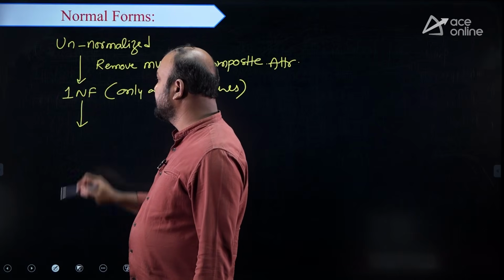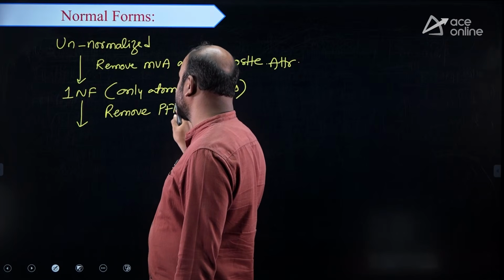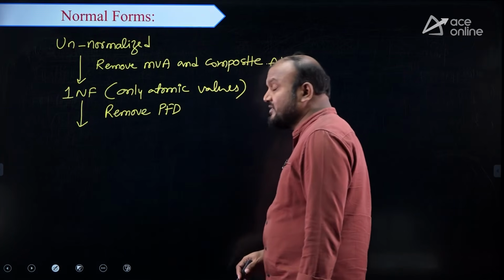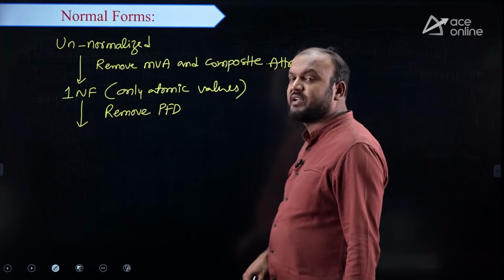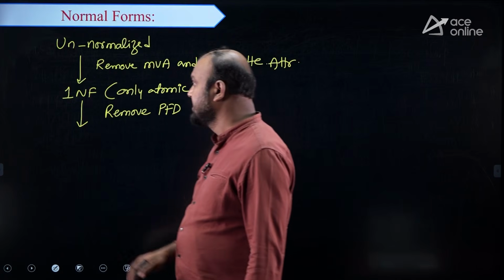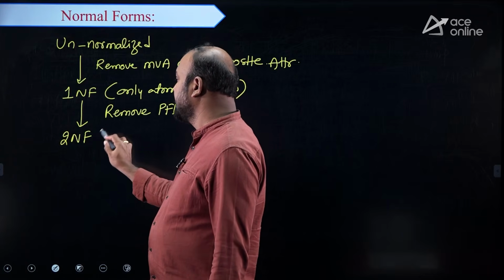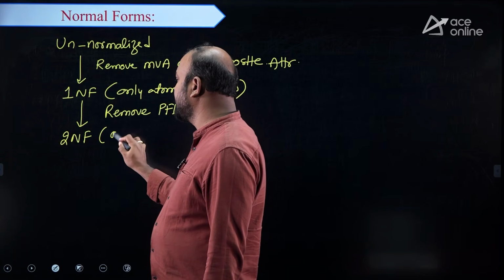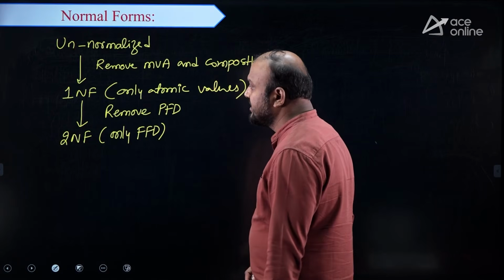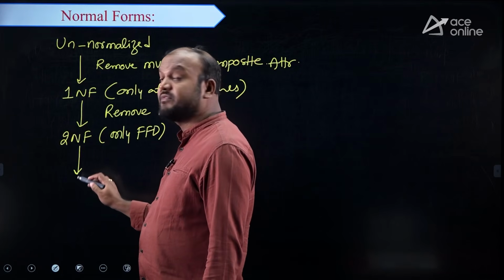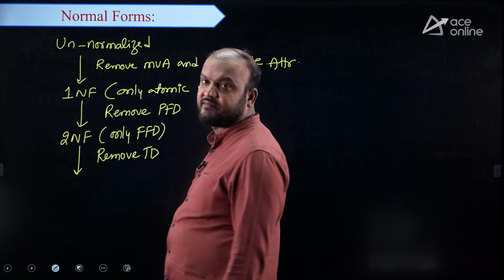And if you remove the problem of partial dependencies, partial functional dependencies, and do remember the format of a partial functional dependency: left-hand side should have part of a key, right-hand side should have a non-key, then it is called partial dependency. If you remove the problem of partial dependencies, we can say the relation is in 2NF. And what does 2NF allow? Only full functional dependency, means no partial dependencies, full dependencies are allowed. But 2NF suffers from the problem of transitive dependencies. It requires removing the problem of transitive dependency.